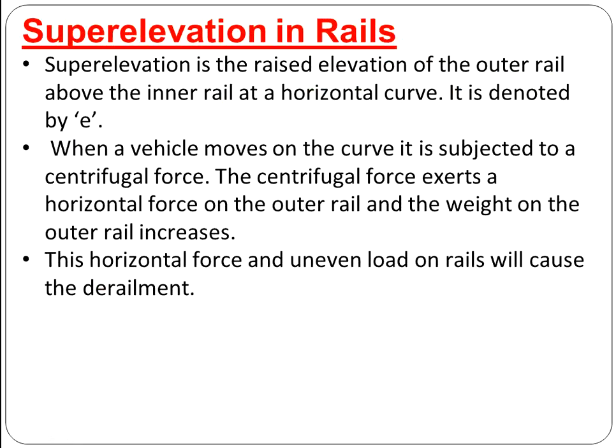Next important point is the superelevation in rails. The superelevation is the raised elevation of the outer rail above the inner rail on a horizontal curve. It is denoted by small e. When a vehicle moves on a curve, it is subjected to centrifugal force. The centrifugal force exerts a horizontal force on the outer rail and the weight on the outer rail increases. This horizontal force and uneven load on rails will cause derailment.